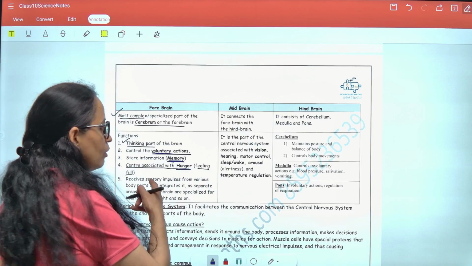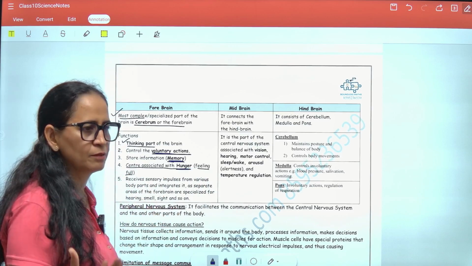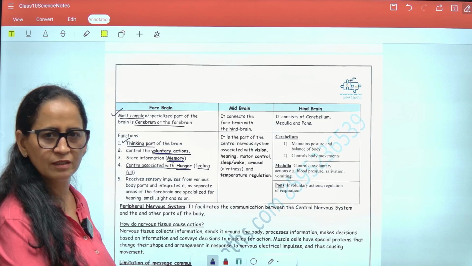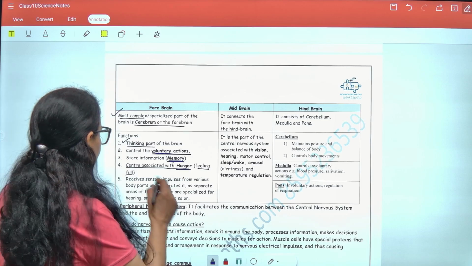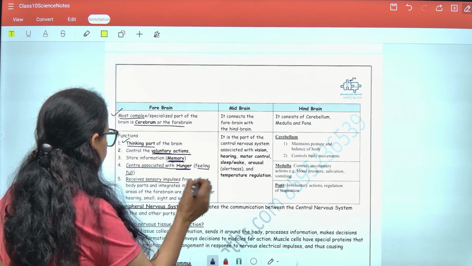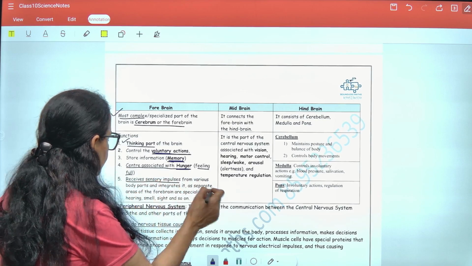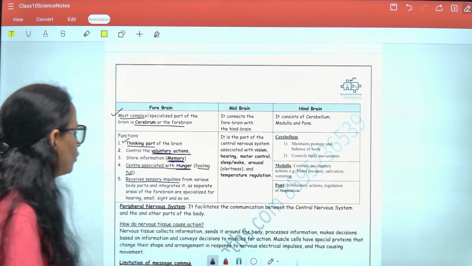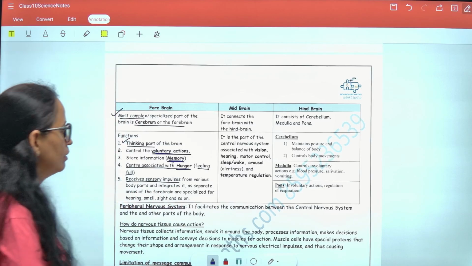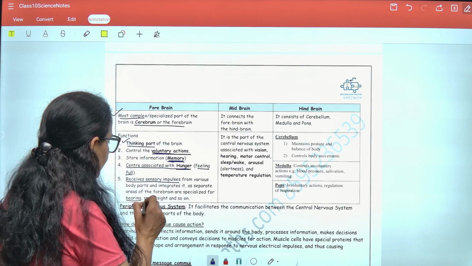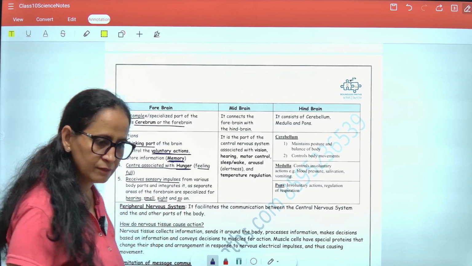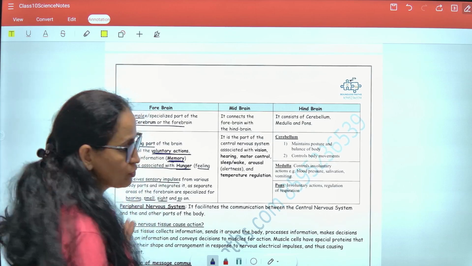So that center for processing that hunger feeling is also there in the cerebrum. Next, it receives sensory impulses from various body parts, integrates them, and has separate areas of the forebrain that are specialized for basic senses like hearing, smell, sight and so on, right. So these are the functions of the forebrain.